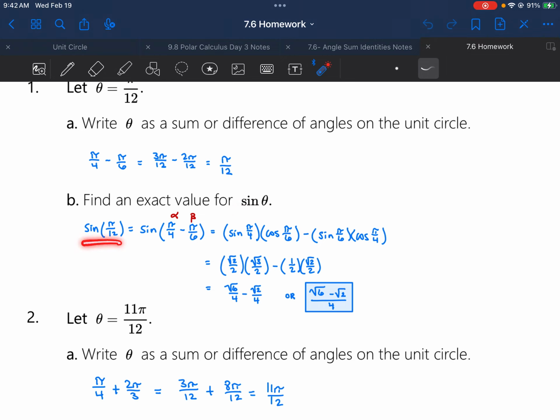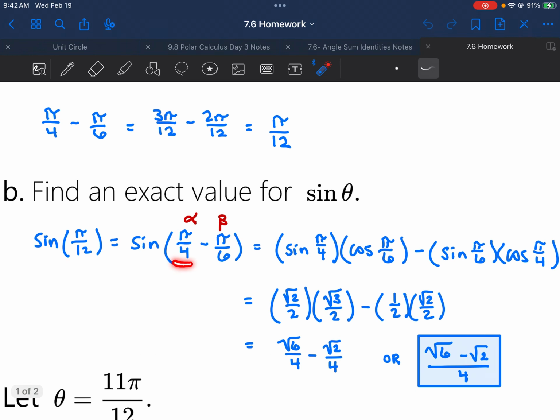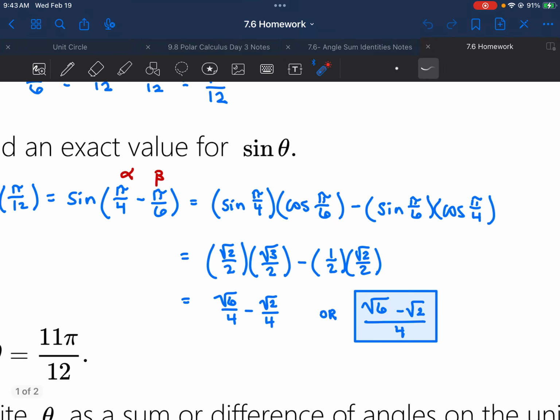So we want to calculate the sine of pi over 12. To get pi over 12, we did pi over 4 minus pi over 6. So there's our alpha and beta. We apply the subtraction formula for sine. So sine of pi over 4 minus pi over 6 is going to be sine of pi over 4 times cosine pi over 6 minus sine pi over 6 times cosine pi over 4. Get your values from the unit circle. Remember, you have to have those memorized.